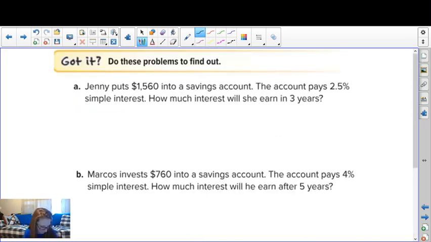All right. Go ahead and see if you can solve A and B for me. A says Jenny puts $1,560 into a savings account for 2.5%. How much interest in 3 years? And then B, Marcos invests $760 into a savings account. The account pays 4%. How much will you have after 5 years?